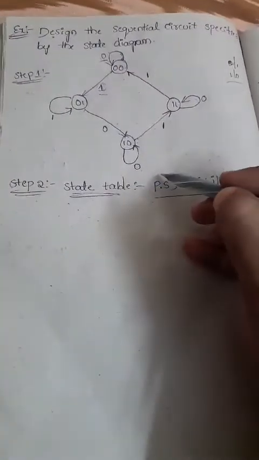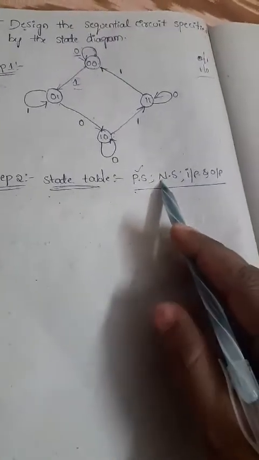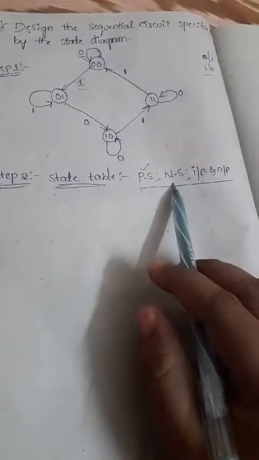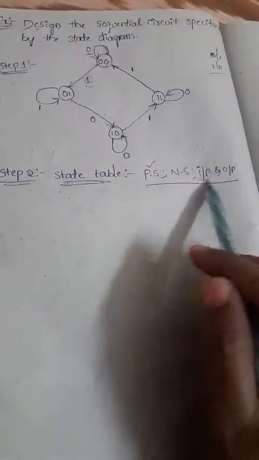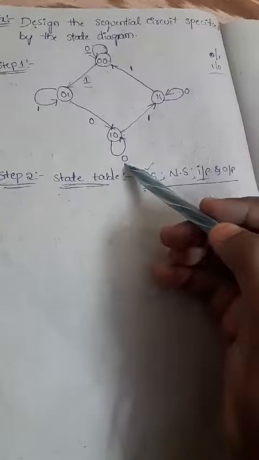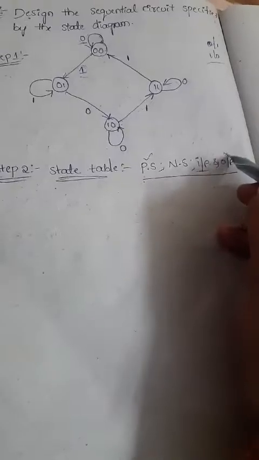So this state diagram generally consists of present state values. Whatever information the circle has will be considered as the present state. And the next state is where the transition goes from one state to another. The input here is only one value, either 0 or 1. We don't have an output here, so don't consider output. So now draw the state table.